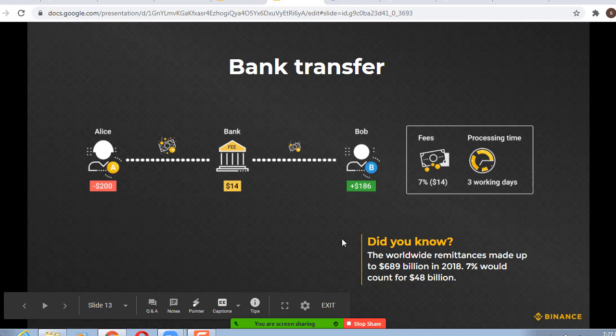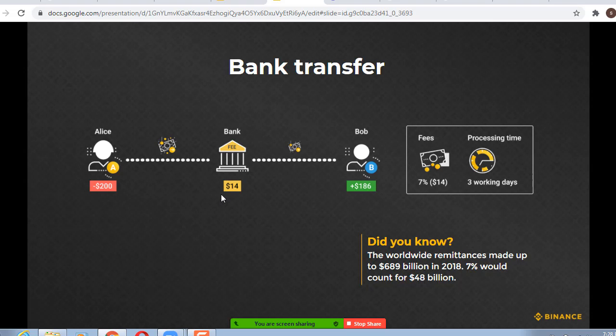Now, let's take a critical example of what happens when you do a bank transfer. So let's say Alice has $200 and wants to send it to Bob, and Bob is abroad. Alice has to send the money through the bank. The bank charges Alice a $14 fee. Then it reaches Bob. That means there's a deduction of $14 from the $200, which will give Bob only $186.